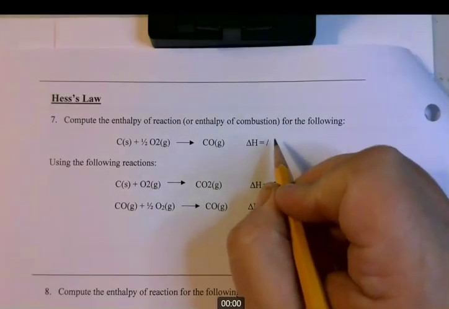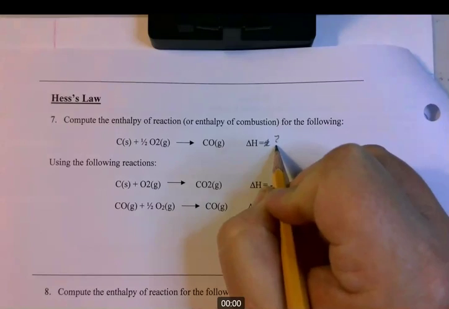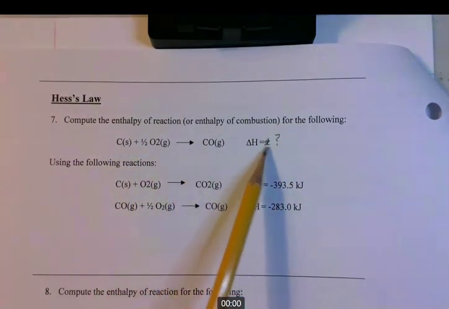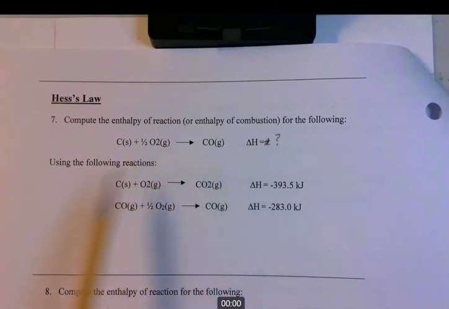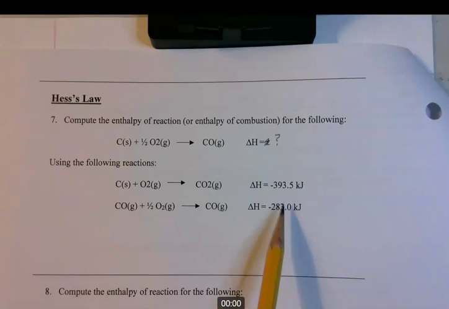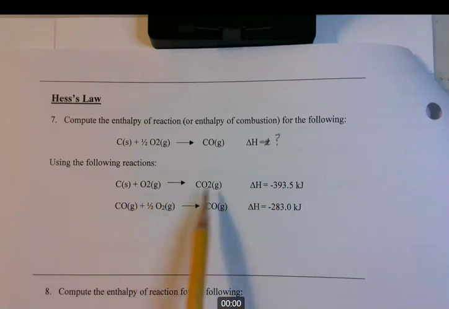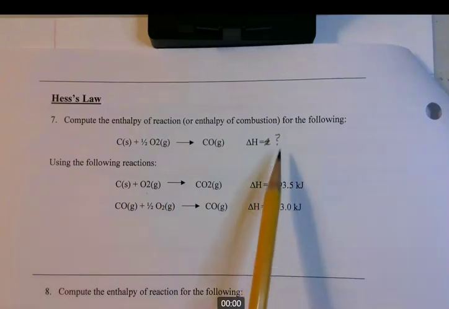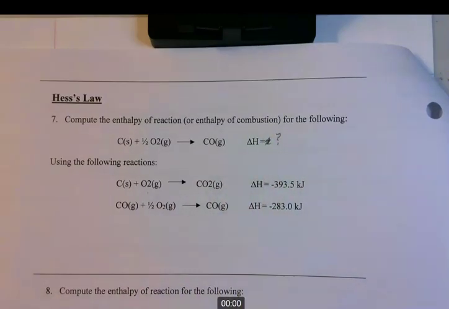So you come up here and just make a little correction. That should be a question mark. So let's say we have this reaction. We don't know the enthalpy, and we want to know the enthalpy of this reaction right here. But we have two related reactions for which we do know the enthalpy. If you can rearrange these in such a way that they form this reaction up here, then you can determine the enthalpy of that reaction.